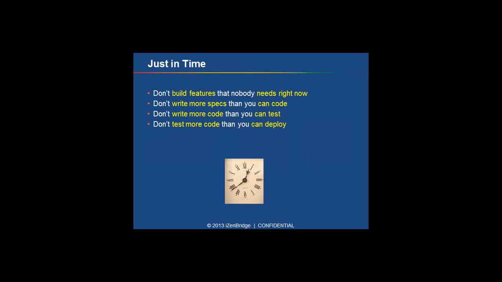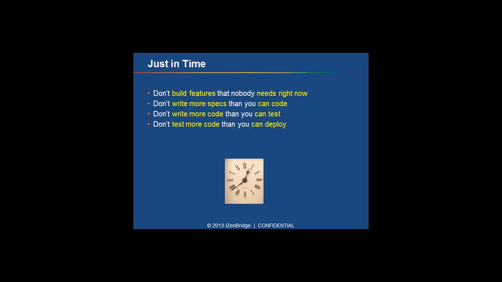Now, the philosophy of this pull-based scheduling is just-in-time. We focus on not building the feature until it is needed by the customer, and we don't write the specification until there is someone there to do the development. Again, focus on the last responsible moment.